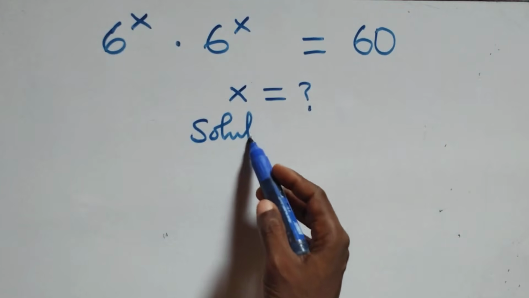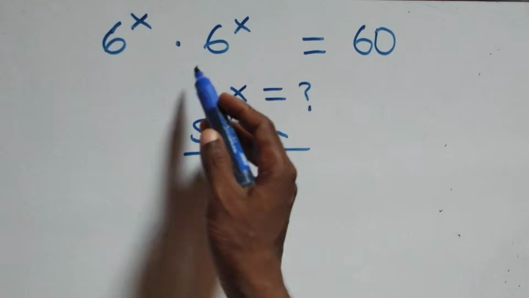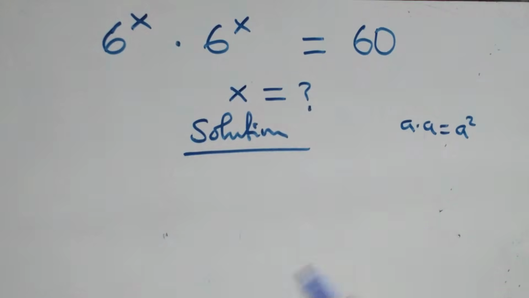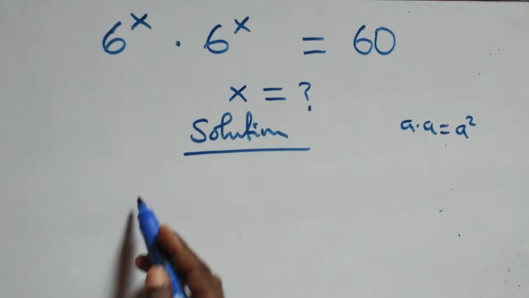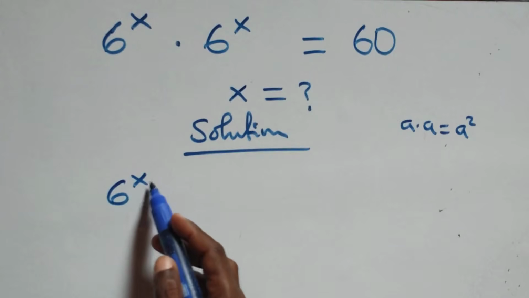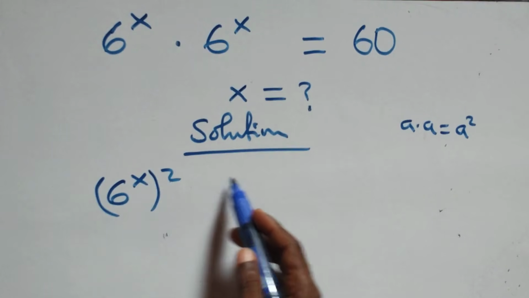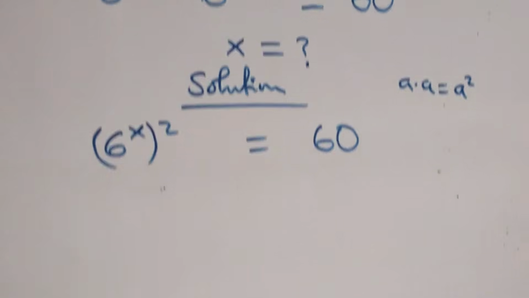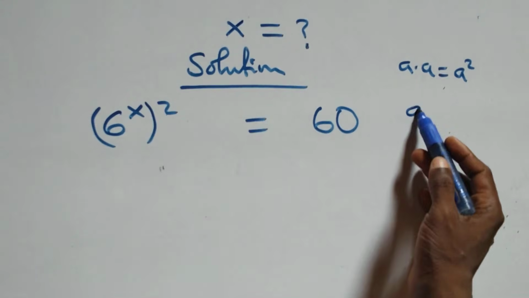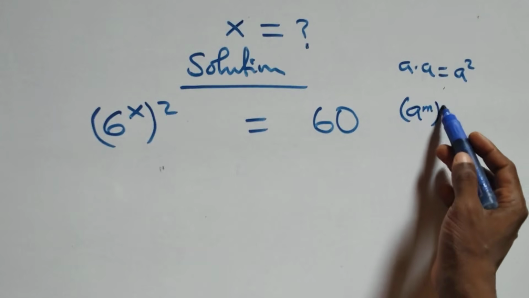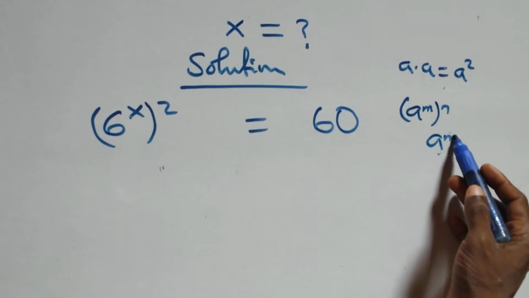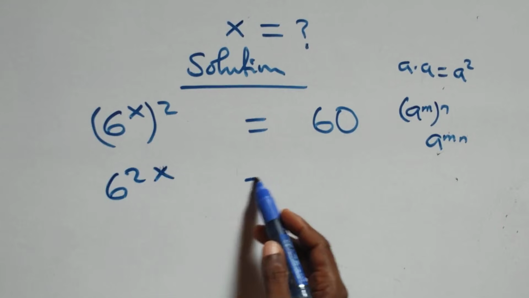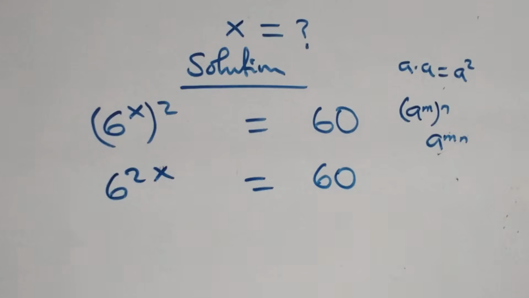Solution from here. What we have here is as follows. When we have a times a, that is the same thing as a squared. Here we can write it as 6 raised to power x, all squared, equals 60. This also follows when we have a raised to power m, raised to power n, which is the same thing as a raised to power mn. Here we have 6 raised to power 2x equals 60 on this side.